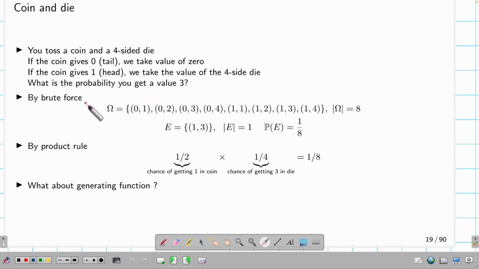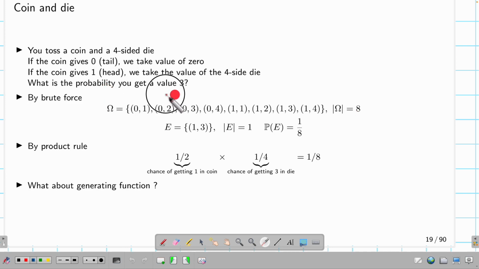So we can do it by brute force. If we do it by brute force, this is the sample space. The first thing in this ordered pair is the output of the coin. The second number is the output of the die. So it will be tail 1, tail 2, tail 3, tail 4, head 1, head 2, head 3, head 4. How many elements? 8 of them.